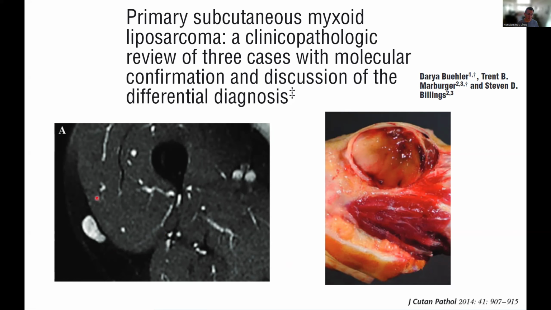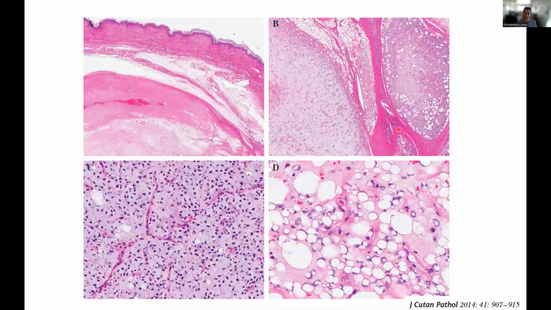And as you can see here, this is an example of myxoid liposarcoma where the MRI shows a well circumscribed tumor in the subcutis with a clear plane of tissue between the tumor and the fascia. And then we have a well-circumscribed gelatinous tumor centered in the subcutis, the gross picture, and abutting the epidermis.